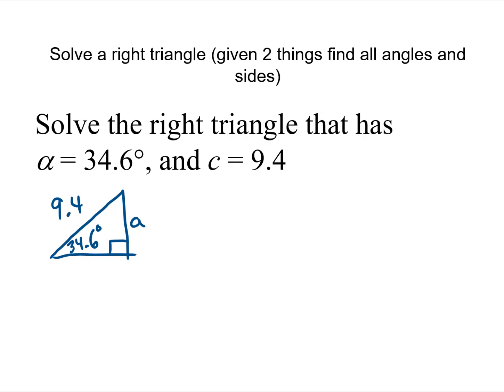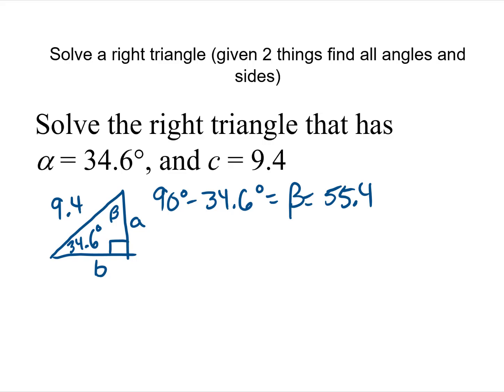And we want to find the other angles, so here's beta, that's the only other angle, and then here's the other side, B. So let's find beta first. That's the easiest. We know that those two acute angles in the triangle have to add up to 90 because then we have the other 90 to make our 180 degrees. So if we do 90 degrees minus 34.6 degrees, that will give us beta. And when we subtract that, we get 55.4 degrees.